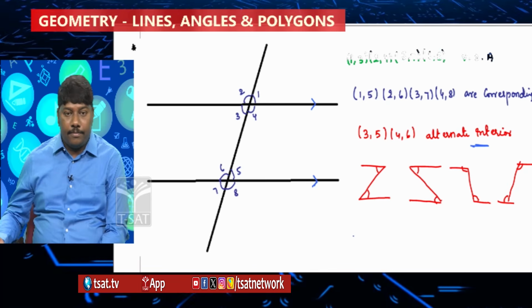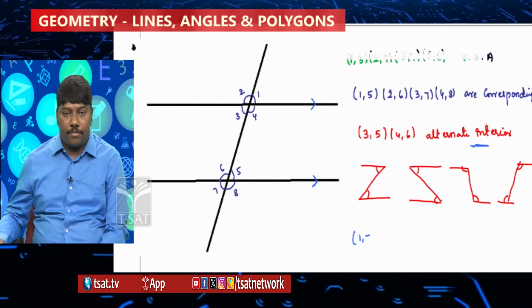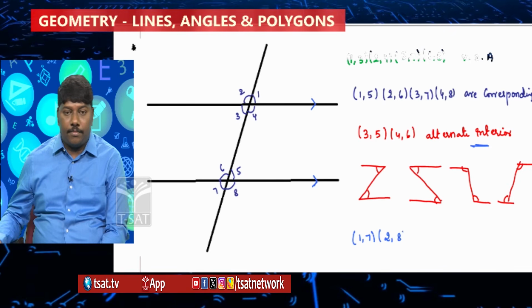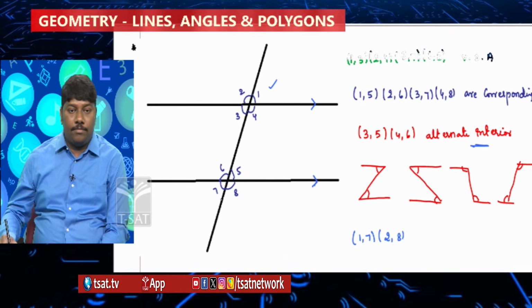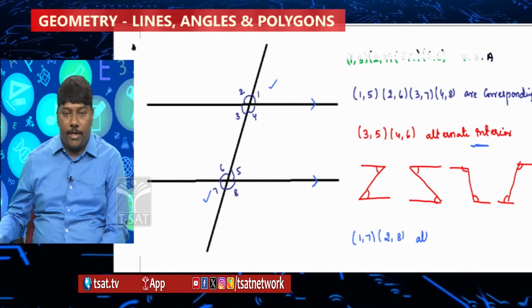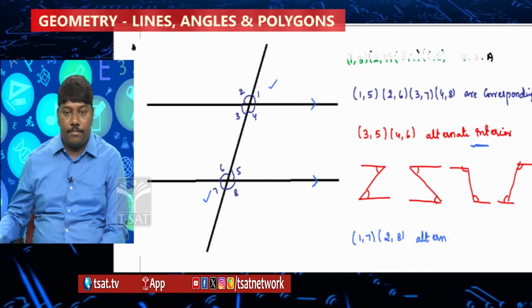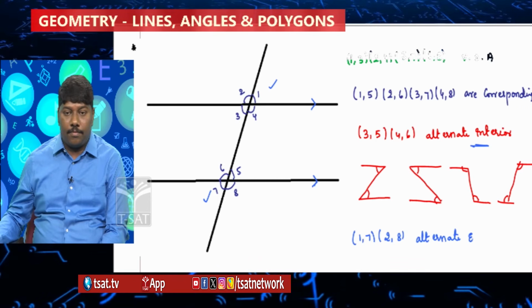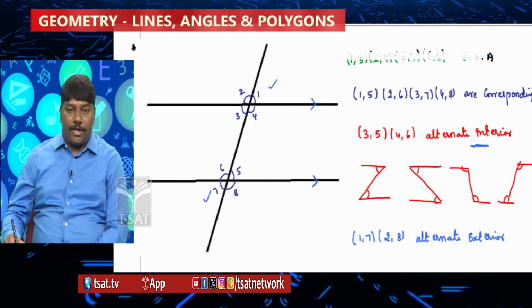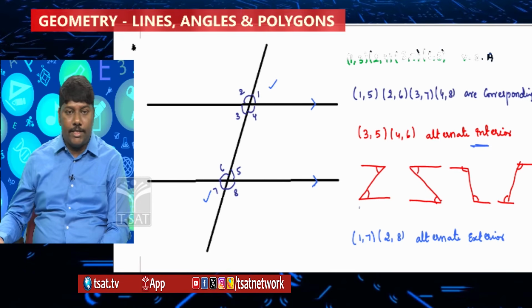Look at 1 and 7. Look at 2 and 8. These are exterior and these are alternate also. Therefore, we call them alternate exterior angles. So, alternate exterior angles are also equal. So, all these angles are equal.